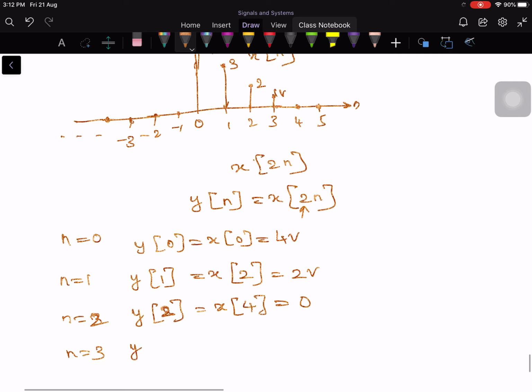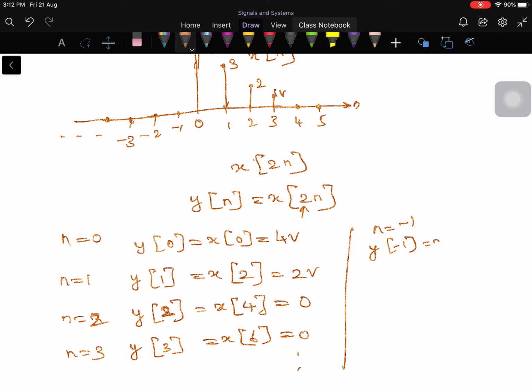Then n equal to 3, then y of 3 is equal to x of 6. Again x of 6 is equal to 0, right? So it keeps going, all are 0. Similarly, you take the left hand side. When n is equal to minus 1, then y of minus 1 is equal to x of minus 2, that is 2 times minus 1. It is again 0, because at this point 0, here 0, here 0, here 0. Therefore y of minus 1, y of minus 2, again this is 0. Now let me plot this signal.